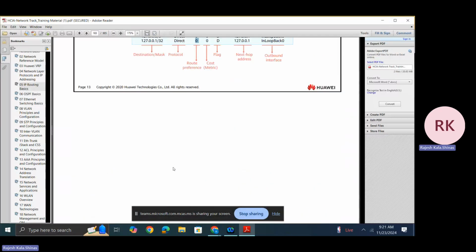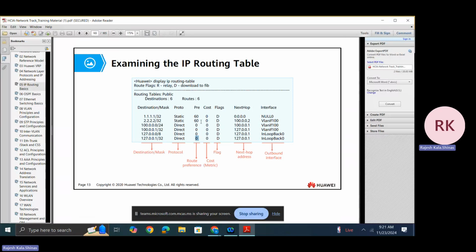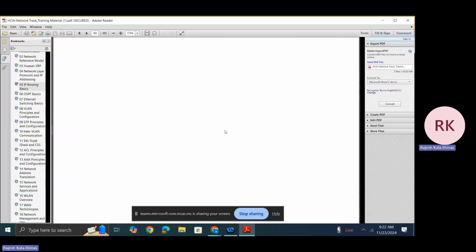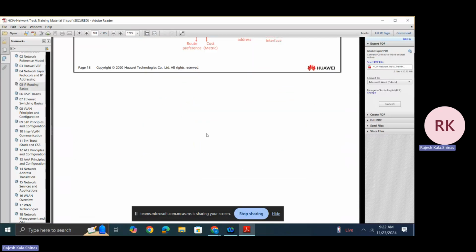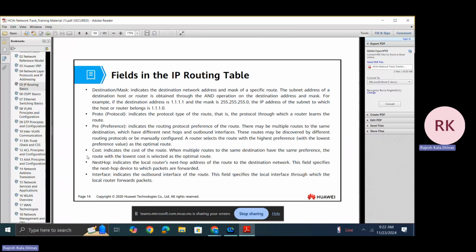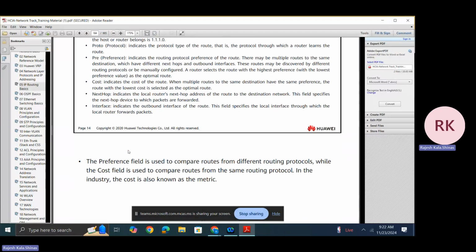Then see here, cost. This is for the route. Now for every interface we have a cost. So whichever interface cost is lesser, we'll choose that one, or metric. We'll see that example. Then this is the destination network, this is the protocol, static or direct. This is the preference I told you, the preference of the routing protocol we are using. Then the link cost, then next IP address, then interface. What about flag D? Flag is not that important, just leave it.